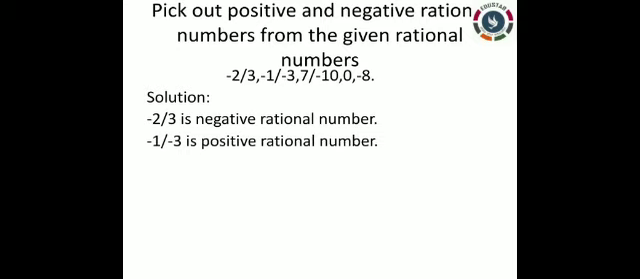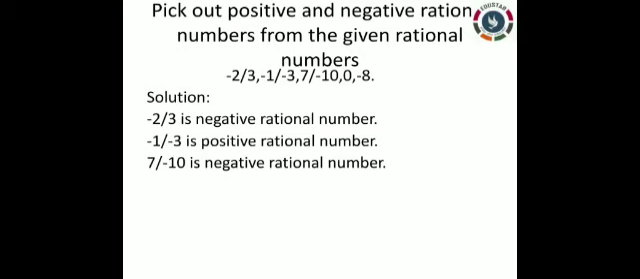Next one, minus 1 by minus 3. Minus 1 by minus 3 is a positive rational number because both numerator and denominator have the same sign, negative sign. Next one, 7 by minus 10. 7 by minus 10 is a negative rational number because its numerator is positive and the denominator is negative.